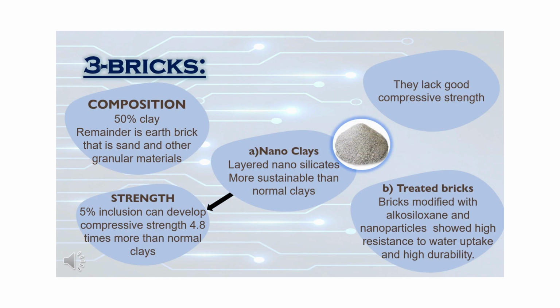The third construction material is bricks. They are composed of 50% clay, sand and other granular materials, but they lack good compressive strength. So it can be increased with the addition of nanoclays. Nanoclays are layers of nanosilicates which are more sustainable than normal clays. Their 5% inclusion can develop a compressive strength that is 4.8 times more than the normal clays.